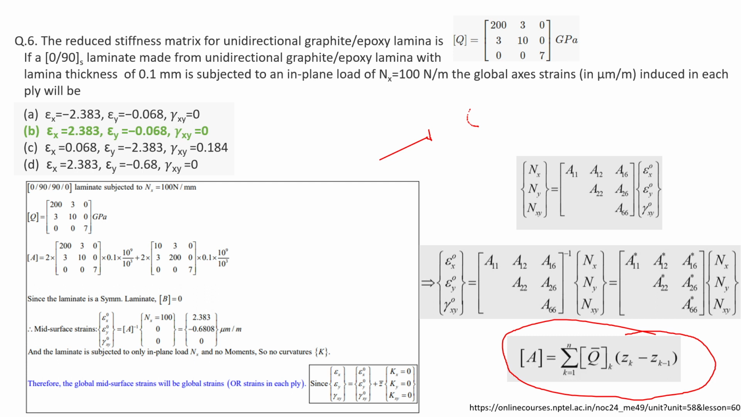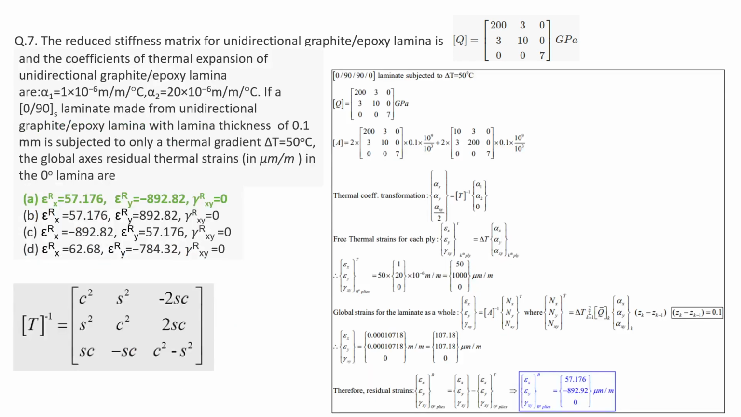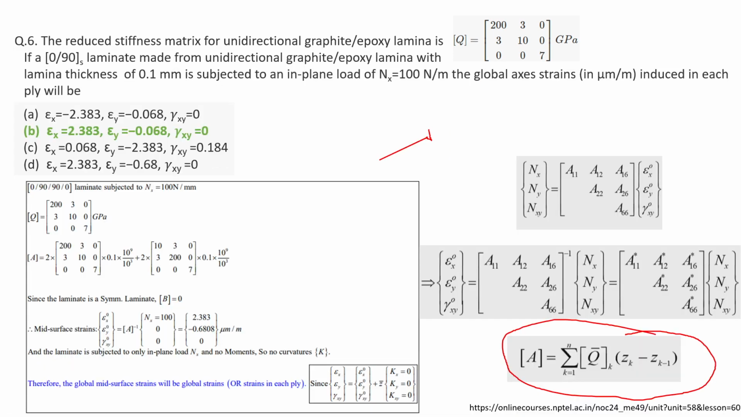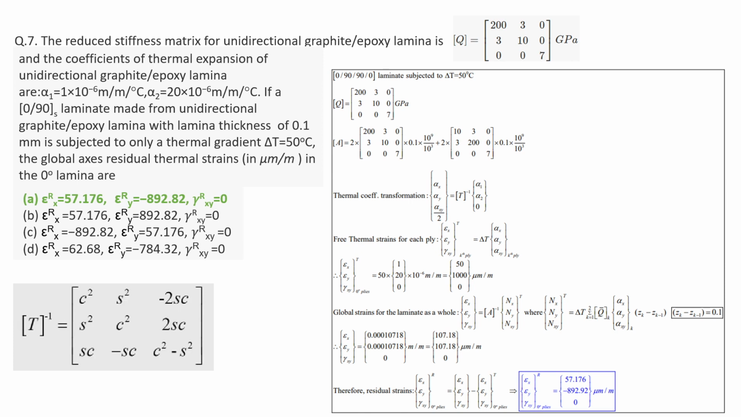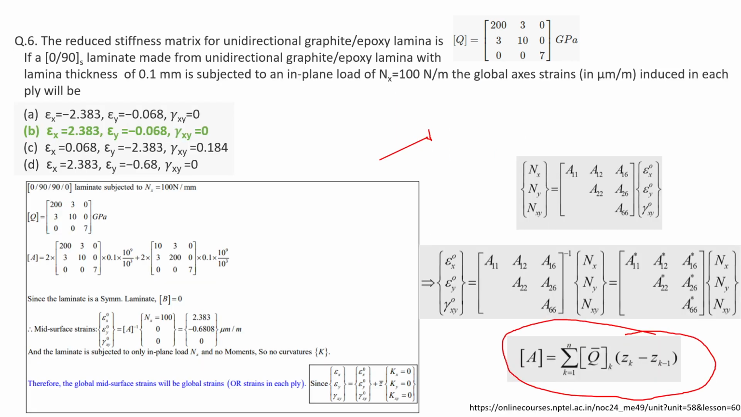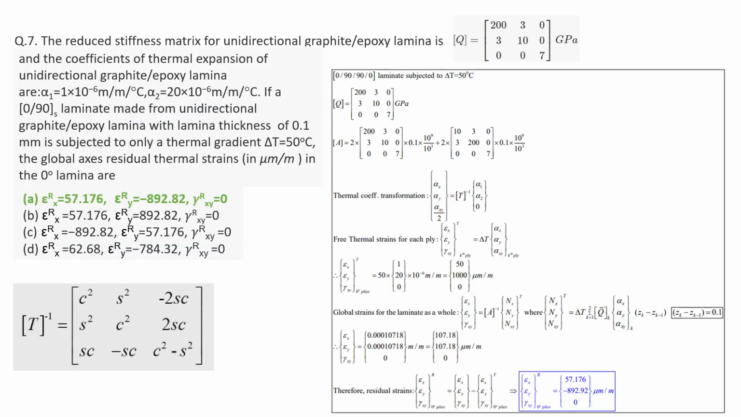Ma'am, but in the last question, the thickness is not given. How is the thickness given as 0.1 in question seven? Okay, this question and that question have the same data. Only the nx value is different. If you understood how to get the A matrix here, the same thing happens here also.